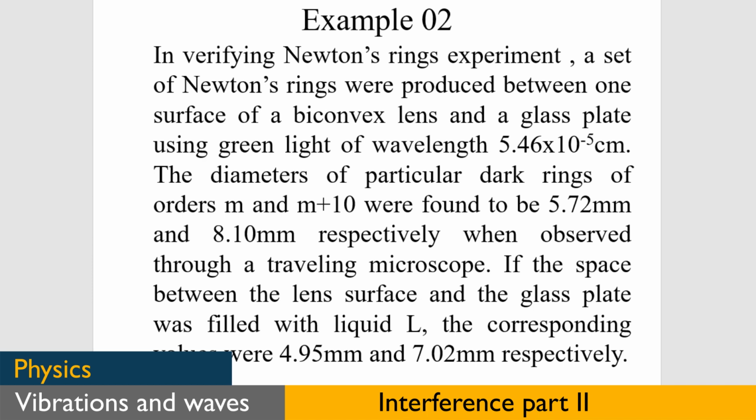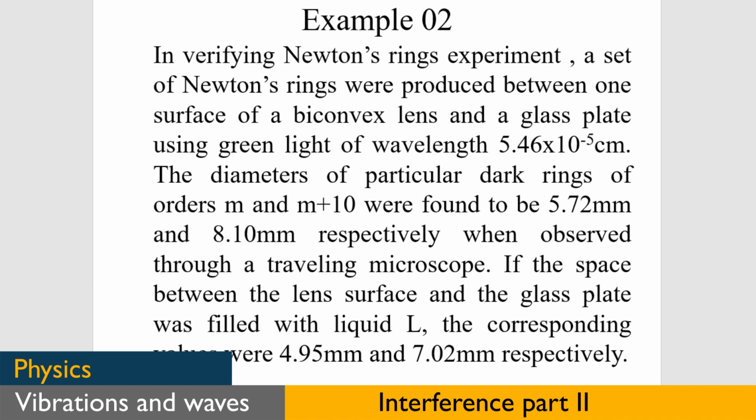And now the diameters of the m-th order and the (m plus 10)-th order were given as 5.72 millimeters and 8.1 millimeters respectively, when observed through a traveling microscope. Normally these experiments can be done when you have a strong microscope, so that you can find the position and the diameter corresponding to those fringes. This is part 1.